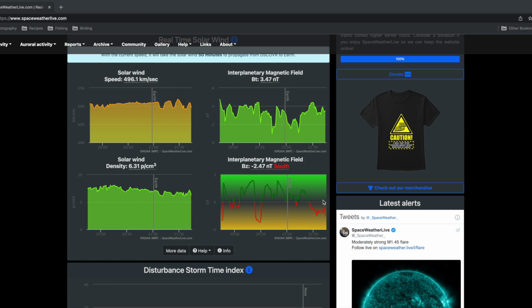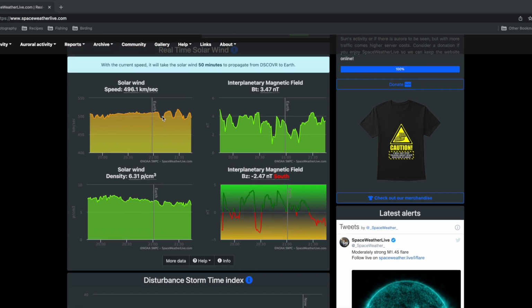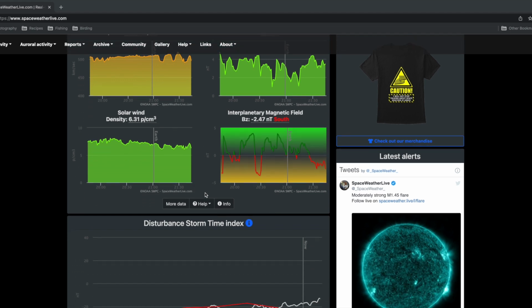So you want to see a very strong, consistent negative BZ if you're going to get good aurora visibility in the lower 48. So if I get up in the middle of the night and let's say that I have a KP rating of 5 and the solar winds are high and everything's looking good, but this BZ is very positive, I'll probably just go back to bed, because odds are you're not going to be able to see the northern lights unless you have a consistent negative BZ reading.